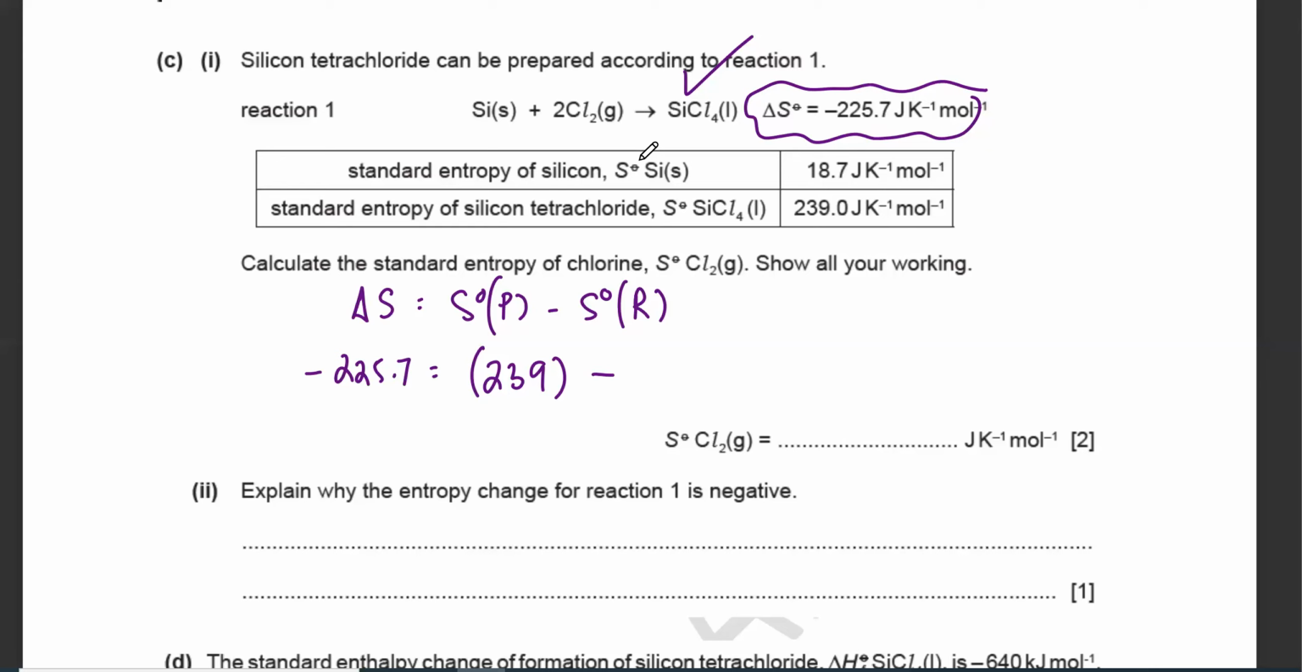Okay, that's fine. So for the reactants, silicon is given, that's 18.7, right? What is not given is they're asking for the entropy of Cl2. That's not given. So let's take that as x. So it's going to be 2 times x. Try and find what x is. So it could be the other way around.